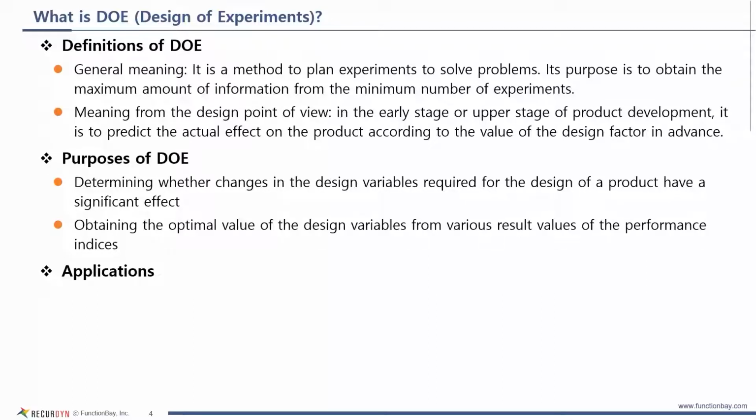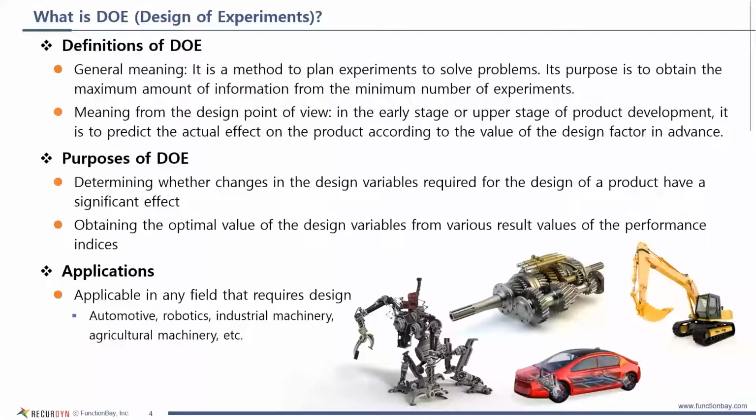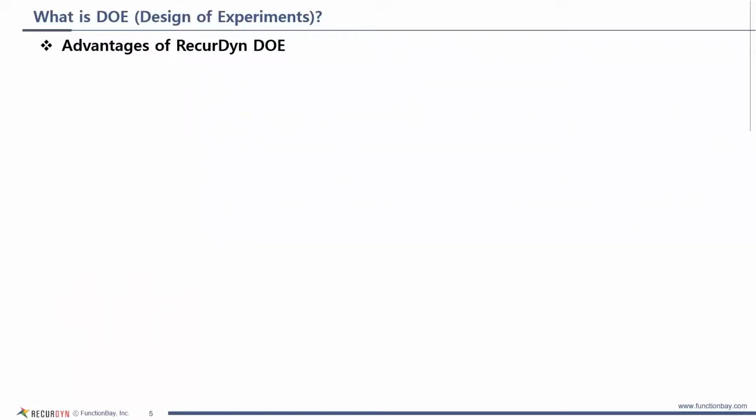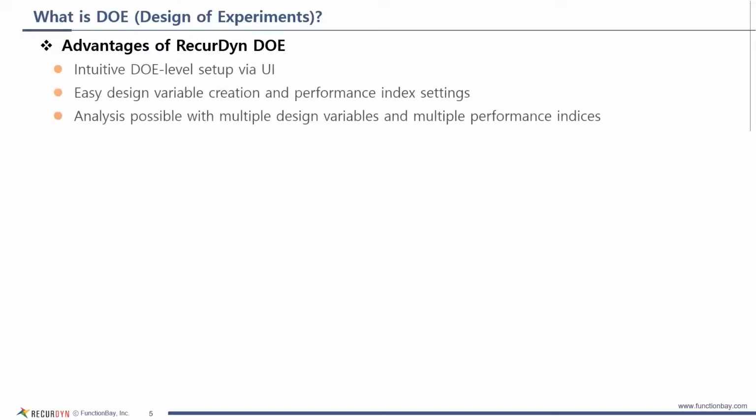If so, what industries use DOE? DOE can be applied in our industries that require design, such as automotive, robotics, industrial machinery, and agriculture machinery. So, let's take a look at the advantages of RecurDyn DOE. The first advantage is that you can set the DOE levels via intuitive UI.